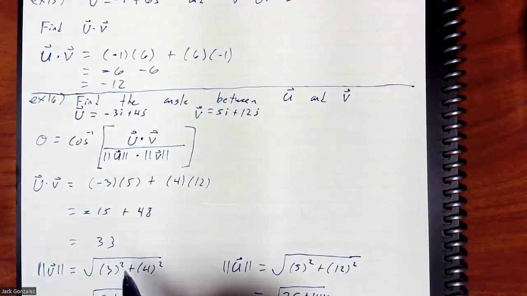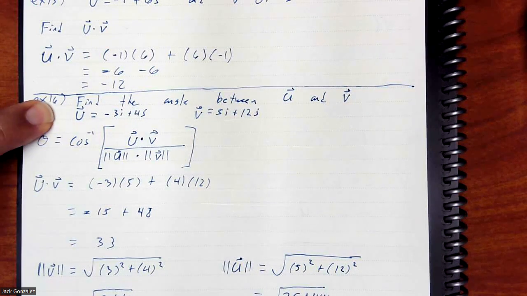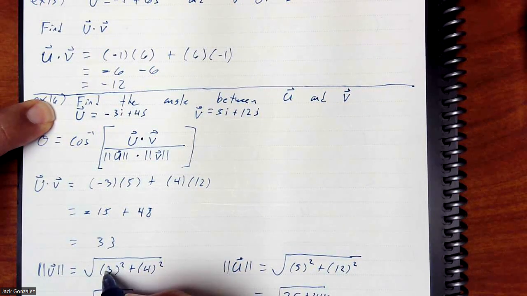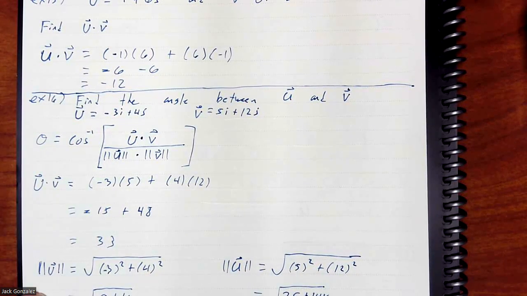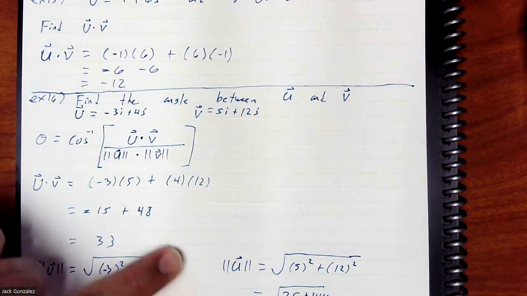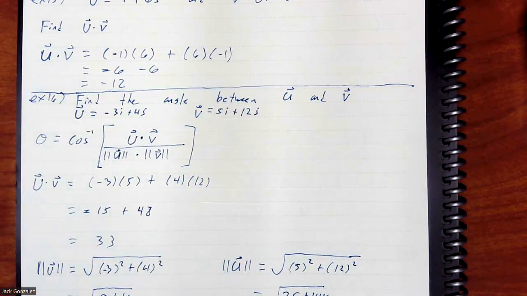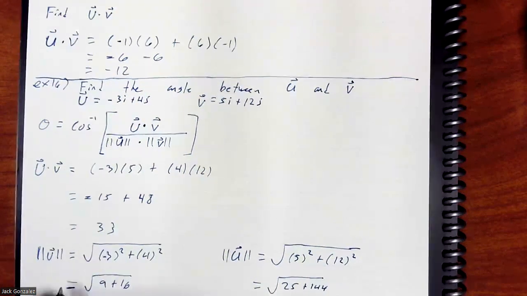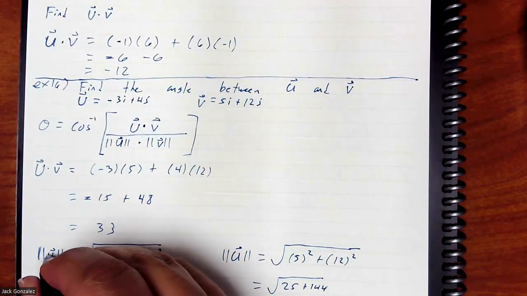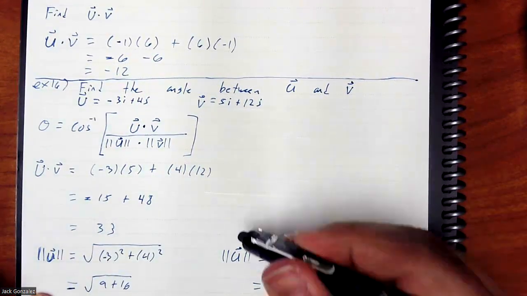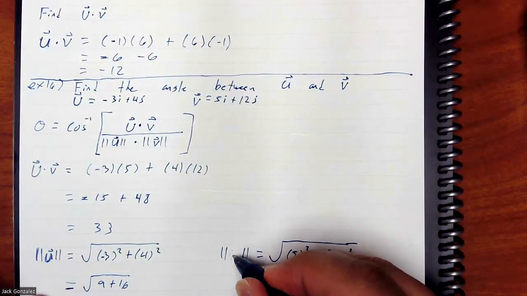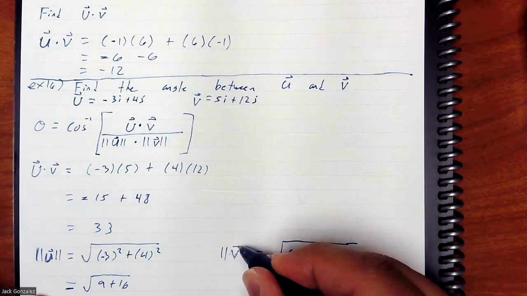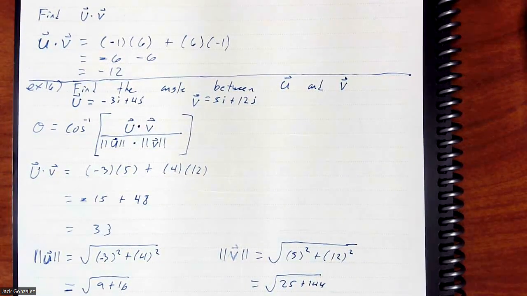It should have been v, 3 and 4, right? Oh, I see. Yeah, I think I mislabeled them. This should be u. This is u, and this is v. I don't know why I called this b. Is that what you're talking about? Yeah, there we go.